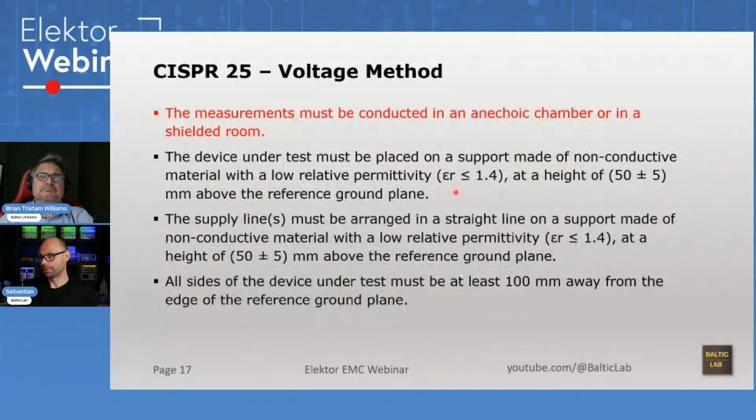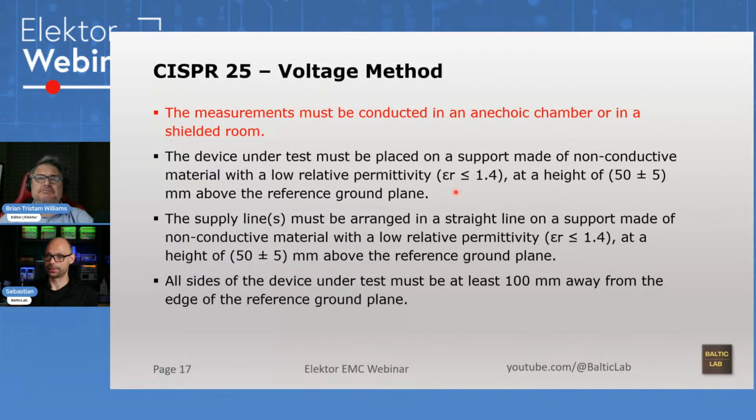Now, the one thing that we, of course, cannot meet on our benchtop setup is the requirement that measurements must be conducted in an anechoic chamber or in a shielded room. Not gonna happen. The standard demands it, but you're not an accredited test lab anyway. Anything you do is either pre-compliance, meaning you're trying to make your product as compliant as possible so that it hopefully passes compliance testing in an accredited lab.